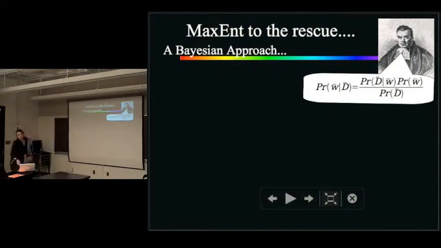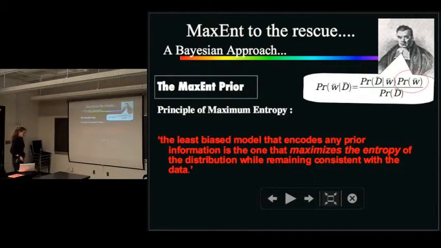So the first thing we need is the prior. The prior obviously contains all the information that you have before seeing the data. And the point at which the principle of maximum entropy is brought in is when we actually choose this prior. So the principle states that the least biased prior, which encodes all your prior information, is the one which maximizes the entropy of the distribution while remaining consistent with the data.